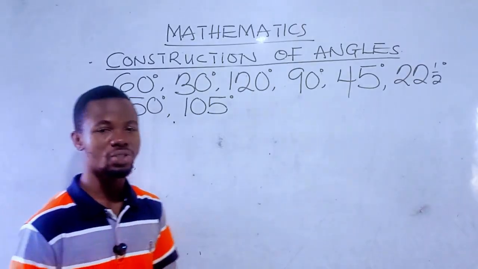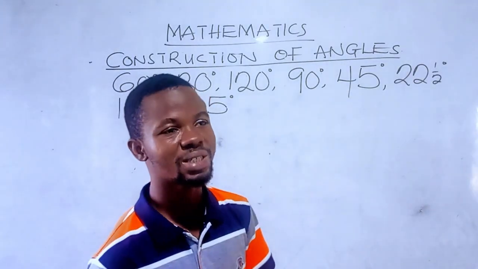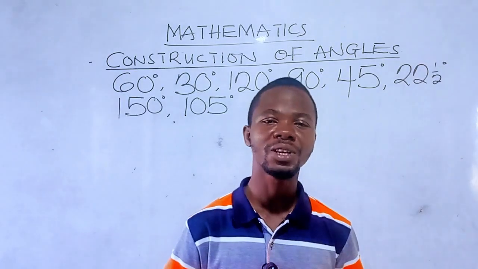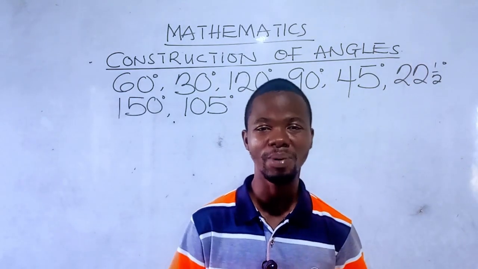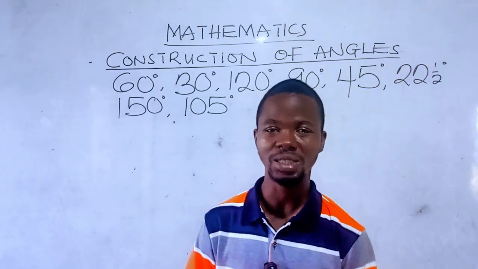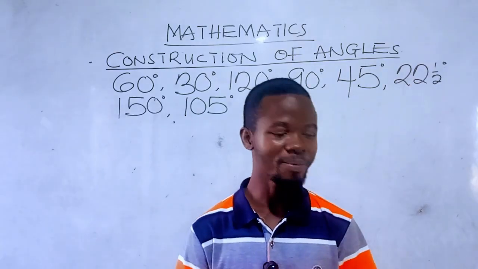Once you know how to construct all these angles, it means that any shape that you are given to construct, being it a triangle, a rectangle, a square, or a parallelogram, you should be able to construct it with ease. So let's start from the basic.